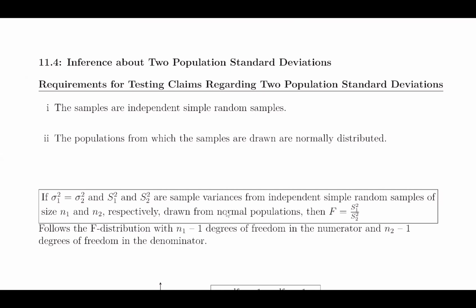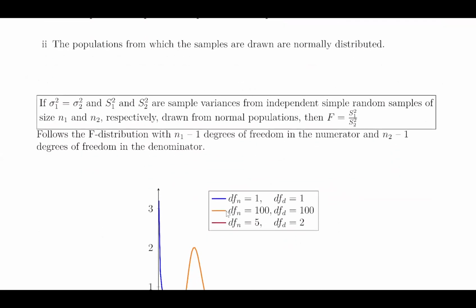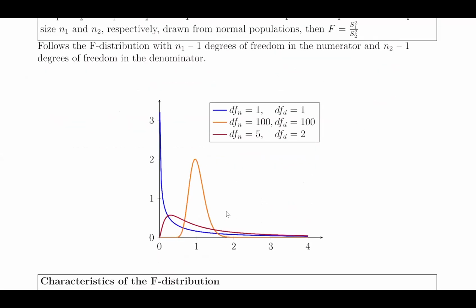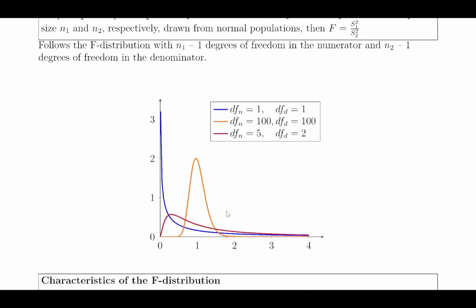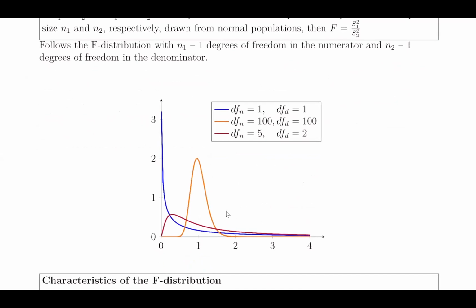And just know the F distribution is non-symmetrical, but as your degrees of freedom get bigger and bigger, it becomes more and more symmetrical. Right, so let's go down here. All right, to illustrate that, here's a drawing. If your degrees of freedom for the numerator is 1 and the degrees of freedom for the denominator is 1, that's the blue one. If you look at that, it's pretty skewed to the right.